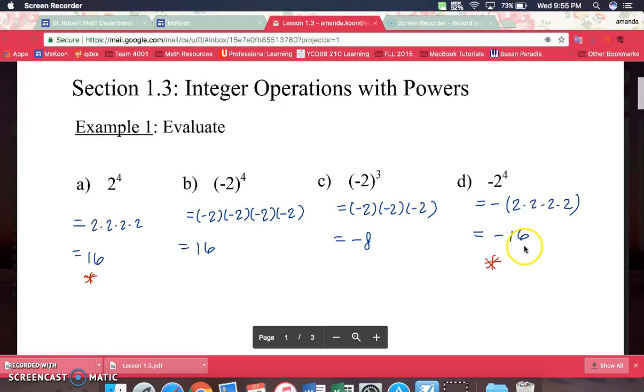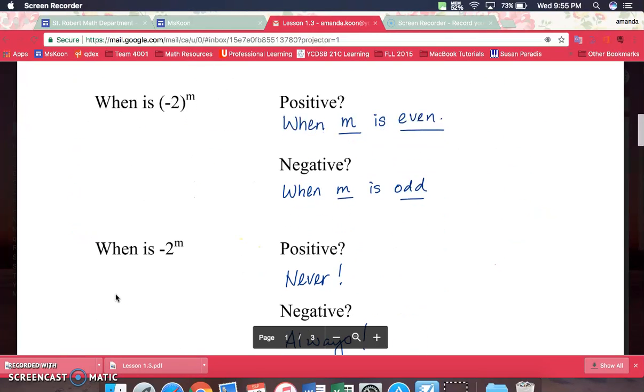So notice the difference between part D and part B as compared to part A. So in general, when is in bracket negative 2, so a negative base to the power of m positive? Well, when you have an even number of multiples, then the whole answer will be positive. If m, the exponent, is odd, you will not have enough negative signs to pair up, therefore you will be left with a negative answer.